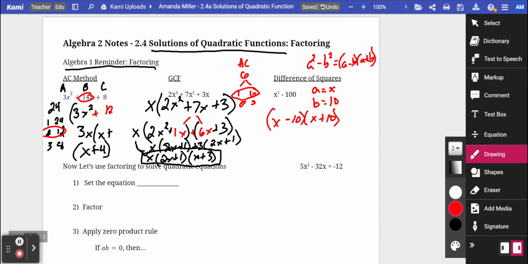And that's the review of the 3 ways we're going to factor. In the next video, we'll talk about how we're going to use those factoring methods, but I wanted to give you a brief review of those, okay?